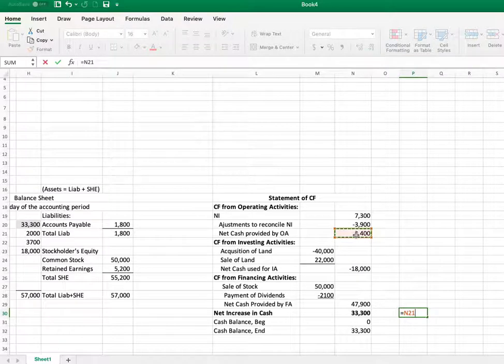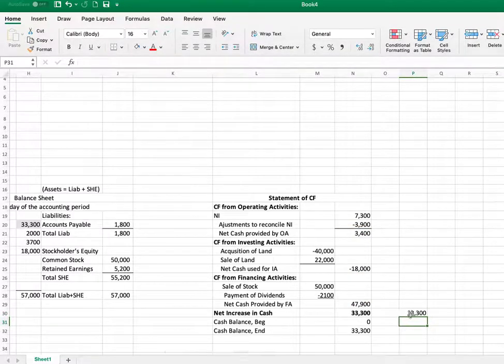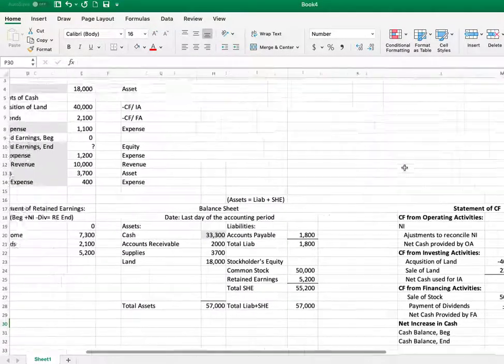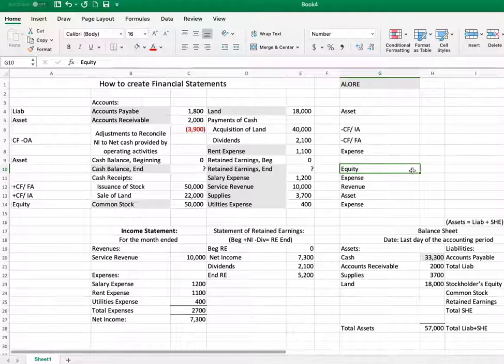Now we need to check our answer. Remember, this is our answer, okay? So I'm going to come over here and check my answer. I'm going to say 3,400 minus 18,000 plus 47,900 is 33,300. So yes, this cash flow statement is correct.